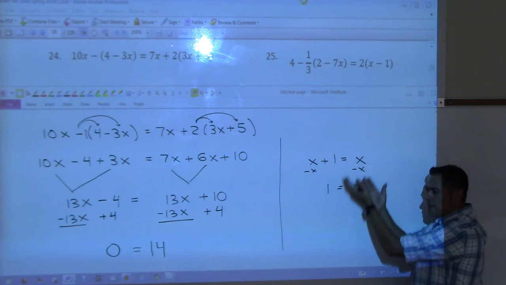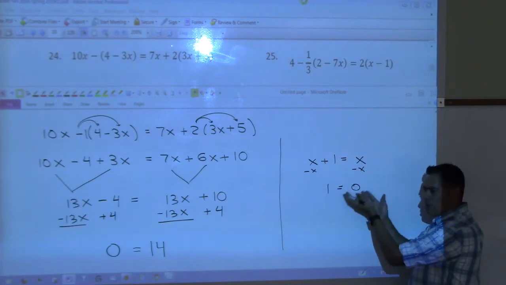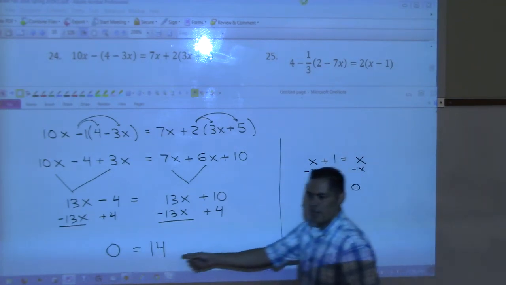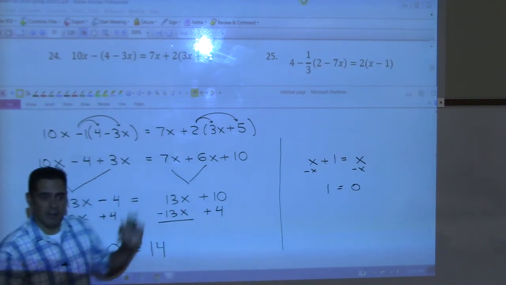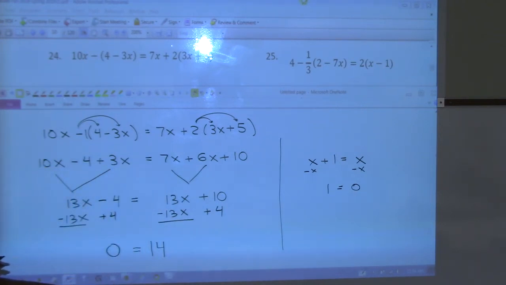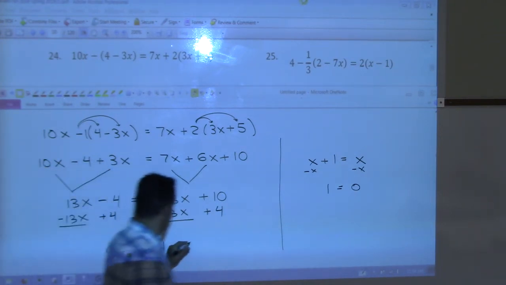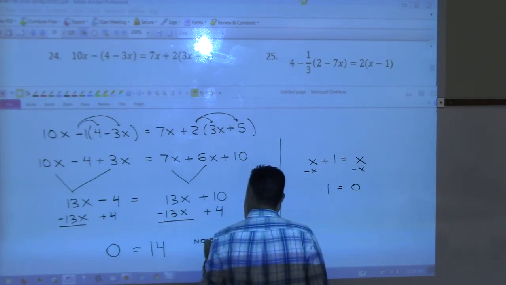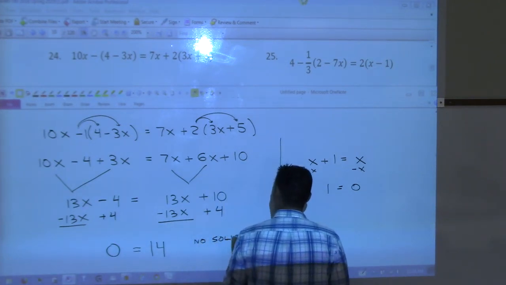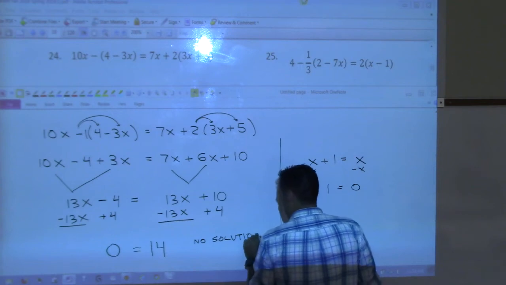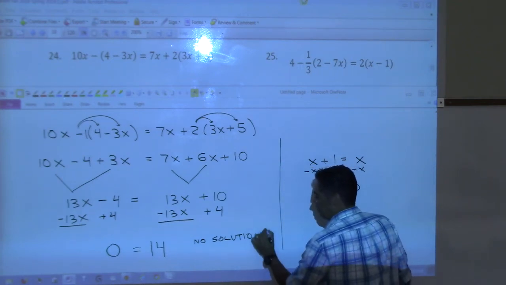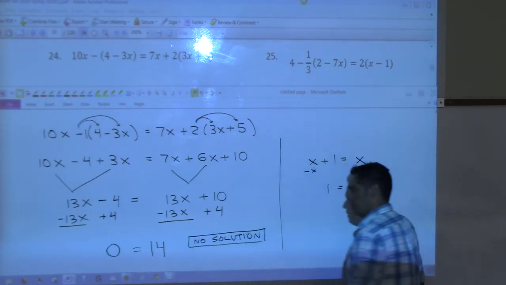So this is telling me, look, there is no solution to this equation. That's what this is telling you. So you say here at the end, no solution. All right? No solution. Now this may happen in your homework. So just put no solution.